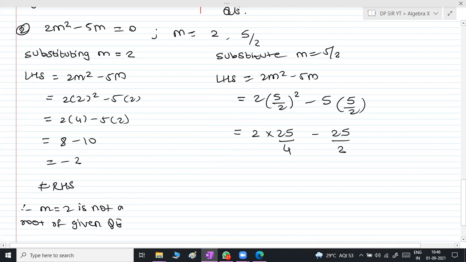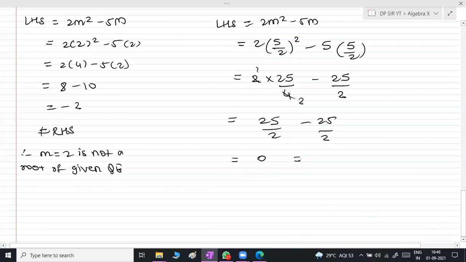So here it's going to be 2 ones are, 2 twos are. Before you solve, let me make it easy for you. So it's going to be 25 upon 2 minus 25 upon 2, which is equal to 0, which is equal to RHS. Therefore, m is equal to 5 by 2 is a root of the given quadratic equation.